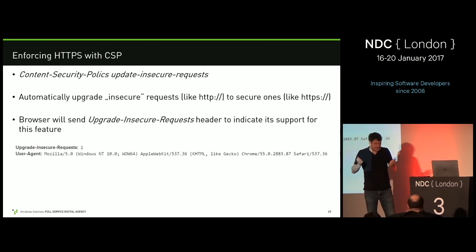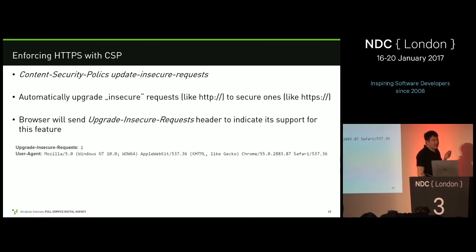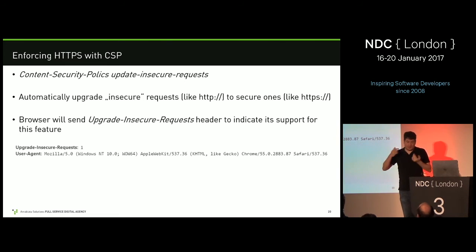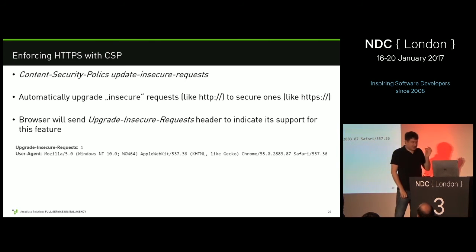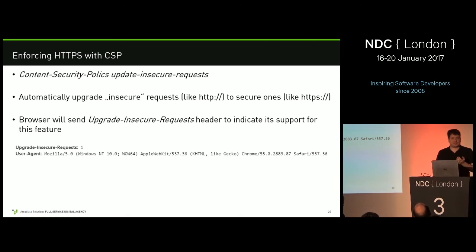And what this does is exactly what the name says. It upgrades insecure requests. So let's just imagine you have this policy, and on your page there is a link to http://ndclondon.com. Then if the user clicks on it, it goes to https://ndclondon.com. This is a feature that's currently only supported by Chrome and Firefox.